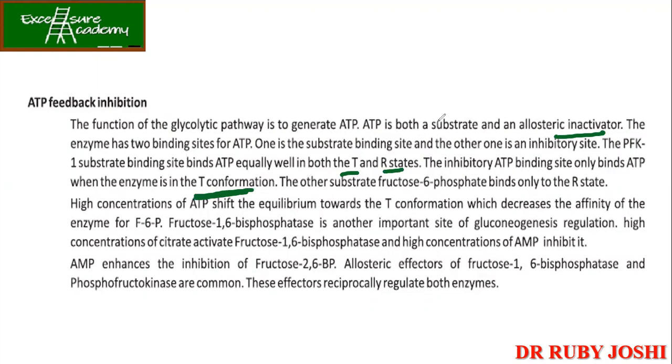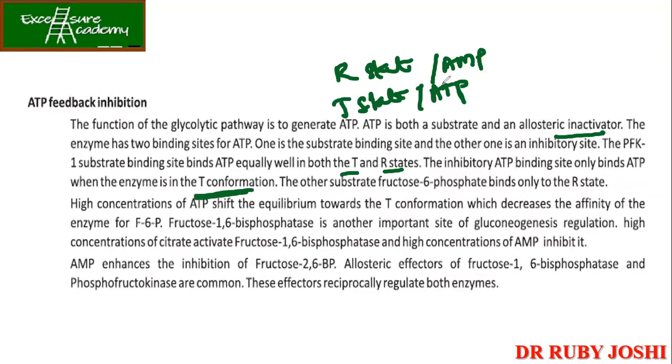Okay, what did we see just now? When it is your R state, who binds? AMP. Okay, and when it is T state, who is binding? ATP. So the other substrate fructose-6-phosphate binds only to the R. Okay, so the high concentration of ATP should be equivalent towards the T conformation, which decreases the affinity of the enzyme for fructose-6-phosphate. Why? Because right now I do not need more fructose-6-phosphate, because already my system has a lot of ATP.